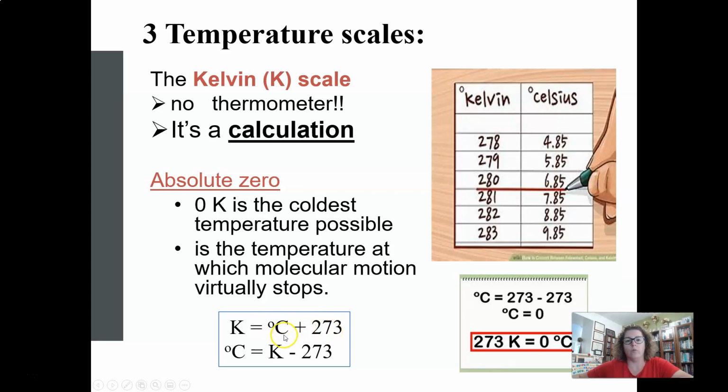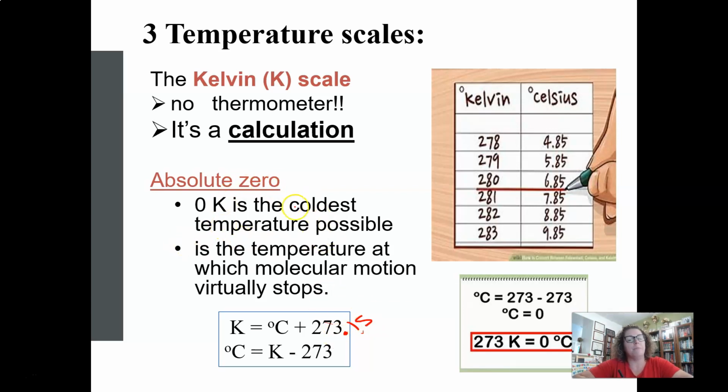Or if I want to rearrange my algebra skills, I'm going to take degrees Celsius, and I'm going to take that Kelvin minus 273. There are some textbooks that will put like a 0.15 at the end of it. There's no need to. Just add 273 to it. Okay.